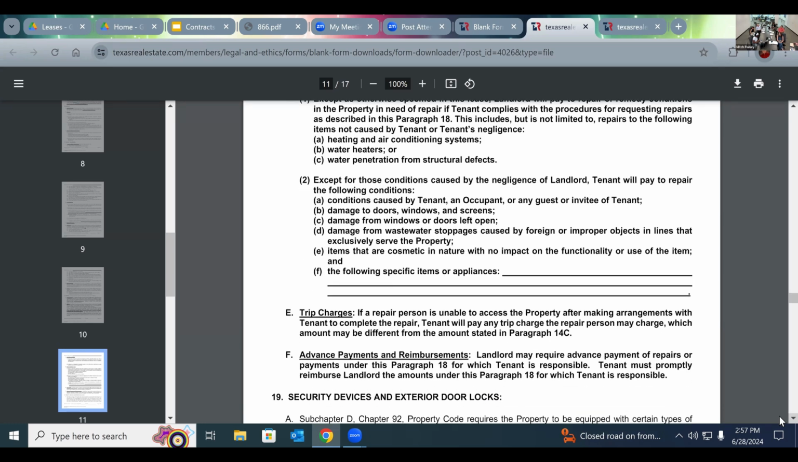What is the time frame for repairs? There isn't one unless it materially affects the health of an ordinary tenant. Air conditioning is not, no. If it is 110 outside, that affects the health of an ordinary tenant. Water, plumbing, anything that can affect your health. Yeah. Mold, because there's a little bit of mold going.